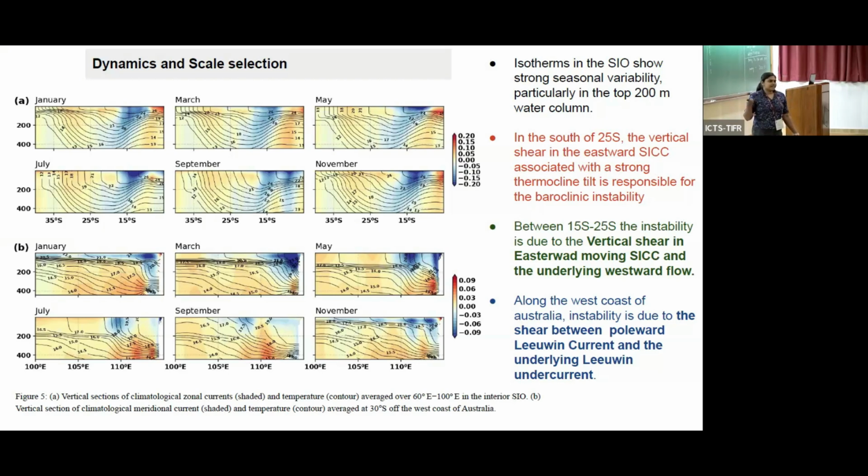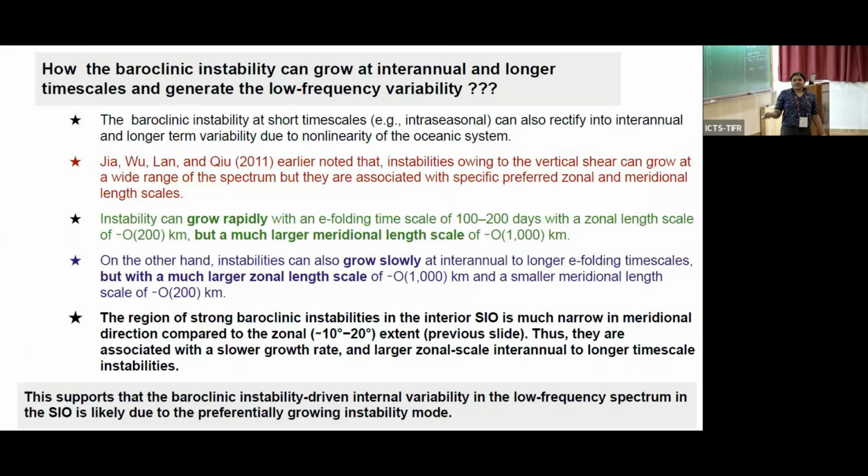This will increase the shear between them, and also there is a strong tilt in the isotherms. So basically we can say that along the west coast of Australia, the instability is due to the shear between the poleward Leeuwin Current and the underlying Leeuwin Undercurrent, associated with the tilt in the isotherms. Now a question will arise whether this baroclinic instability can grow at an interannual and longer time scale and generate low frequency variability.